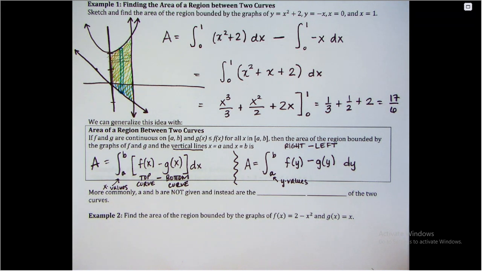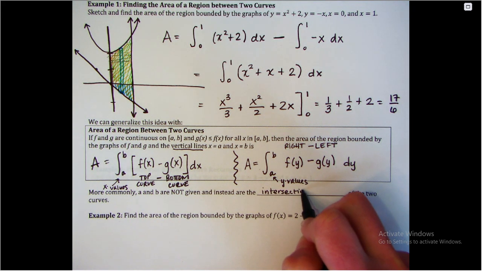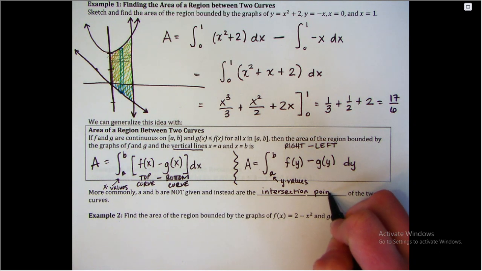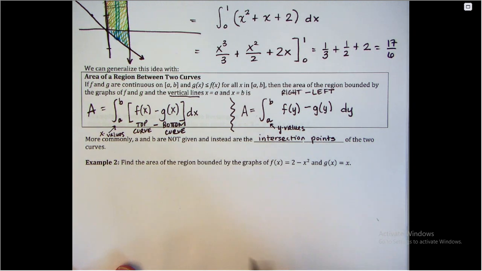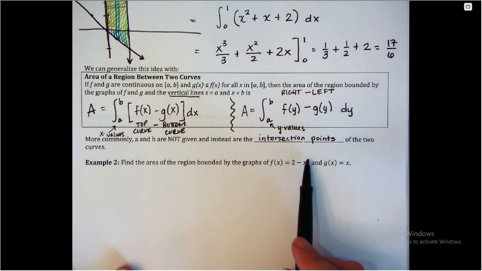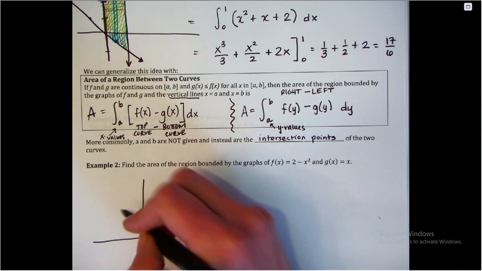Most commonly, a and b are not given, so oftentimes you will have to find them by looking for intersection points. So solving systems back in Algebra 2 or pre-calc will be helpful here. Let's try an example together again. So first up, create your sketch. We want to find the area of the region bounded by these 2 graphs. We have a parabola. The negative makes it flipped upside down. It's still up 2 units. So we'll just make a quick sketch here, up 2 units.